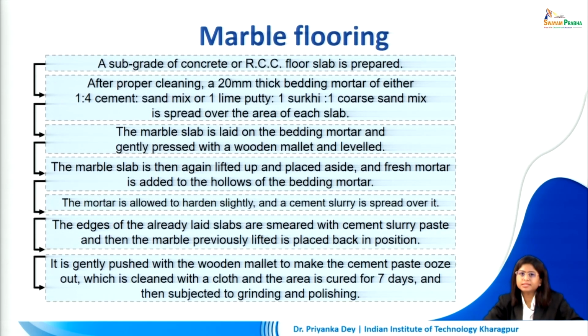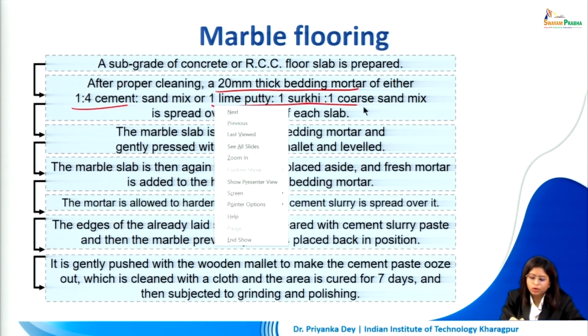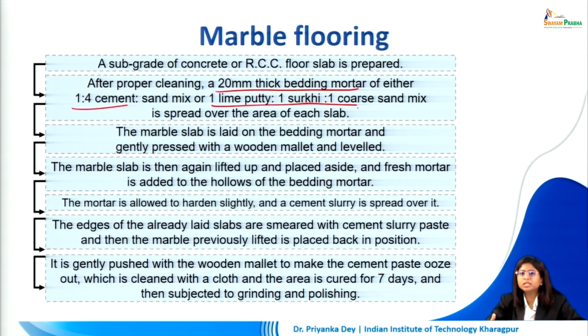The basic process is a subgrade of concrete or RCC floor slab is first prepared. After proper cleaning, a 20 mm thick bedding mortar, which may either be 1:4 cement sand mix or 1:1 mixture of putty, surki, coarse sand mix can be used. The marble slab is laid on top of this bedding mortar and wooden mallet is used to level it. The marble slab is then lifted up and placed aside.